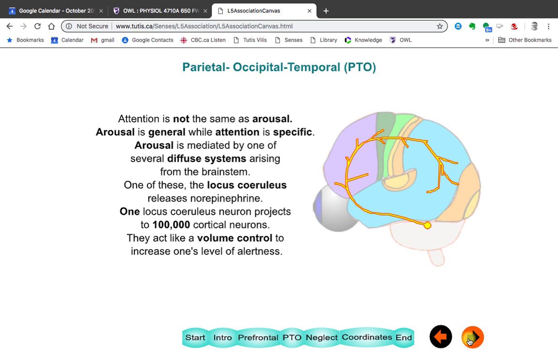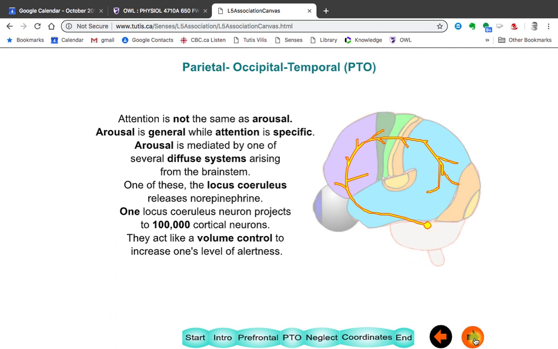Attention is not the same thing as arousal. Arousal, something like drinking coffee or something like that, accentuates your arousal. And that's mediated by structures like this one here, the locus coeruleus. And that releases something called norepinephrine. And that sort of tunes up the volume of all your cells. It's like a volume control on everything in your brain. But it's not selective to a particular region or a particular function.